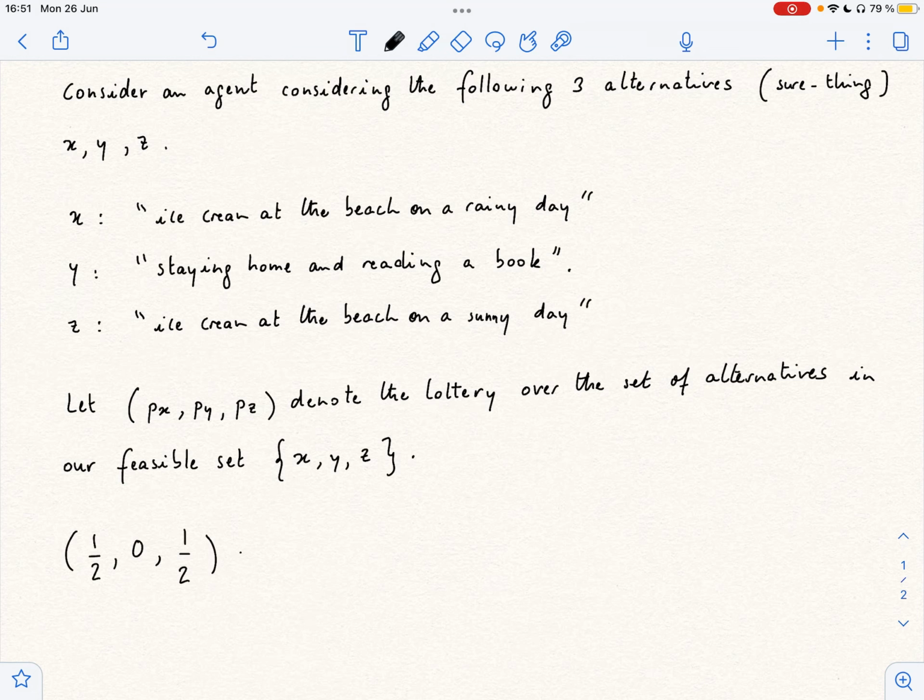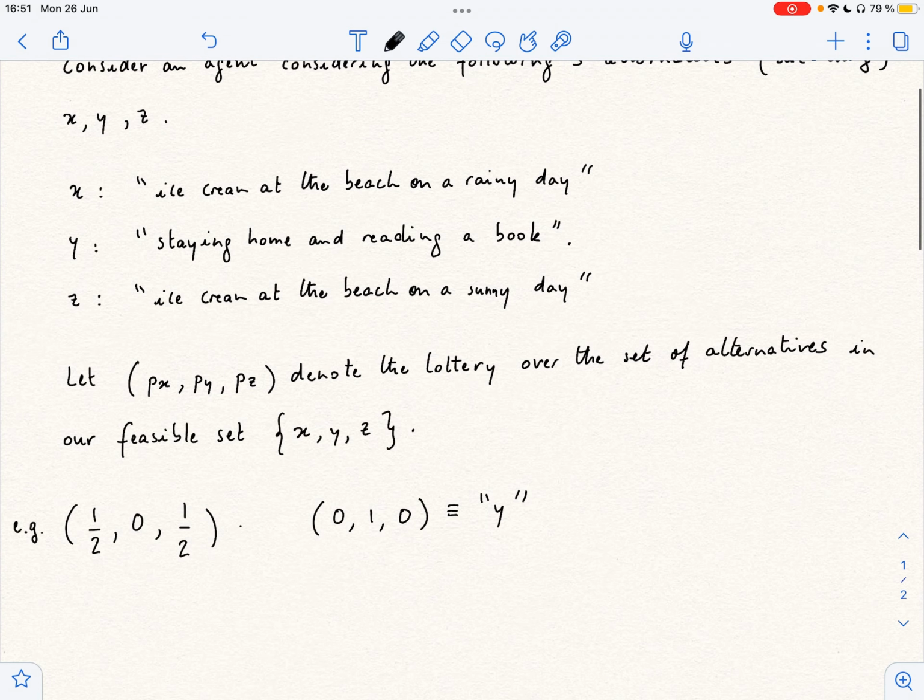Another example of a lottery is a sure thing. So for example, 0, 1, 0 is a lottery that is exactly identified with the alternative Y because it's basically the lottery over a sure thing. It assigns probability 1 to the alternative Y. All right?